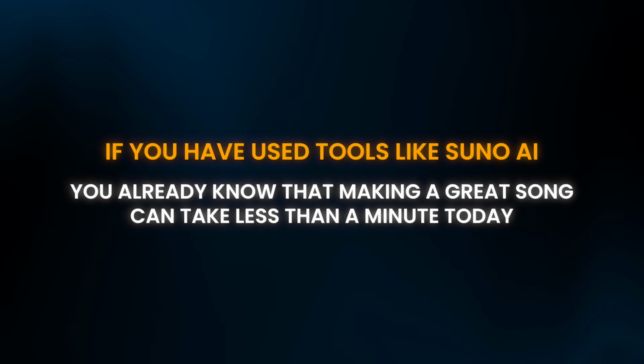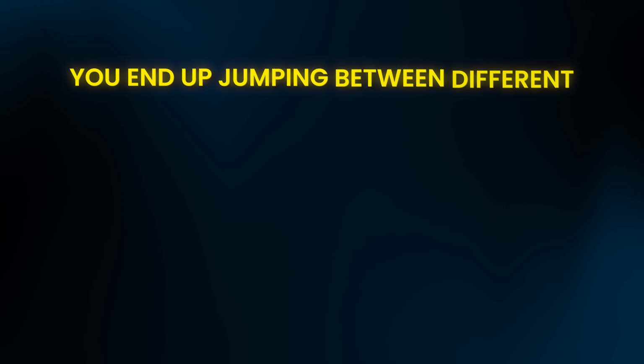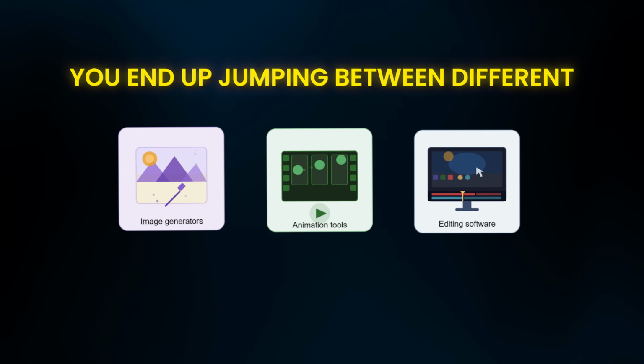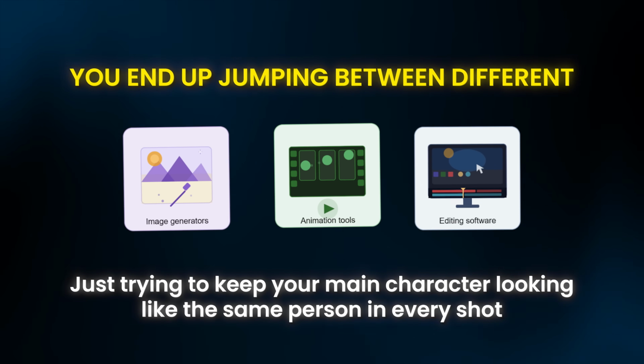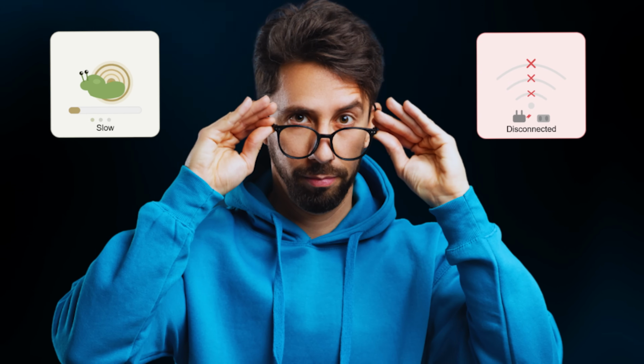If you have used tools like Suno AI, you already know that making a great song can take less than a minute today. But the real challenge starts when you try to create a matching music video. If you have ever tried to generate a multi-scene video using standard AI generators, you know how frustrating it can be. You end up jumping between different image generators, animation tools, and editing software, just trying to keep your main character from looking like a completely different person in every single shot. It becomes a slow, disconnected process that breaks your creative flow.